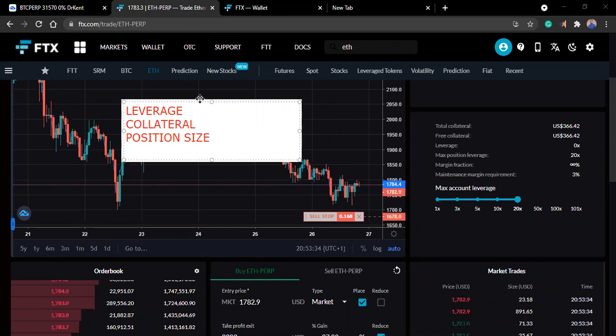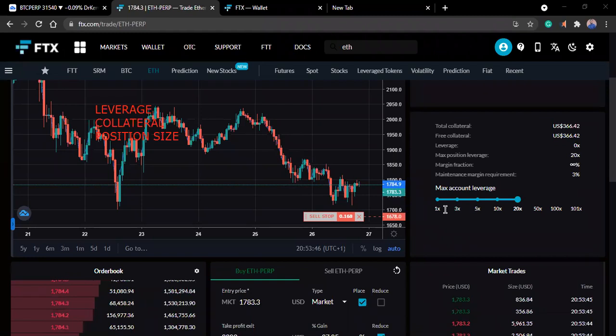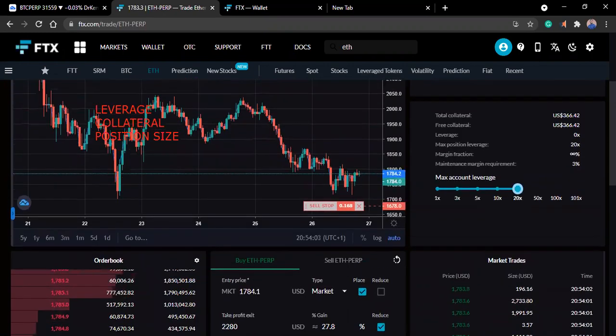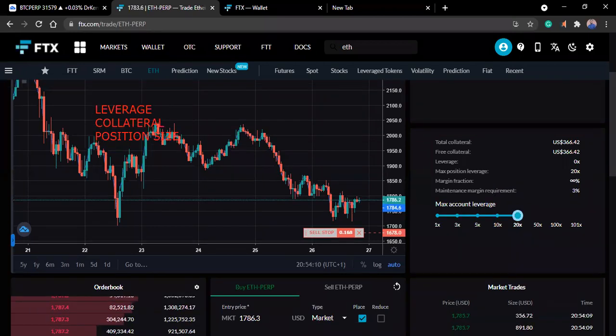Now, I was explaining about position sizing, and I said your leverage can vary. You can use 1x, 2x, 10x, 20x leverage. But what actually matters in your trading is not the leverage you use per se, but your position size, meaning how much you choose to enter a particular trade with. So if I have $360, for example, and I'm using 20x, it means I have a buying power of 20 multiplied by 360, which is about $7,200.